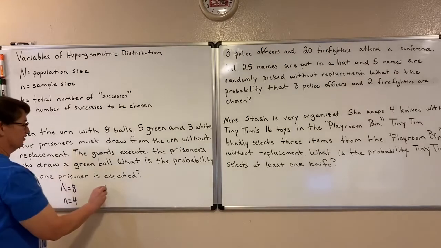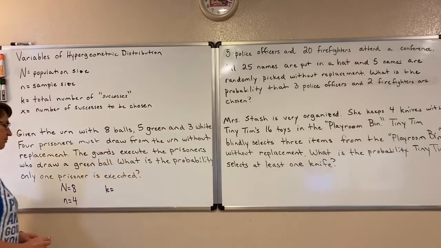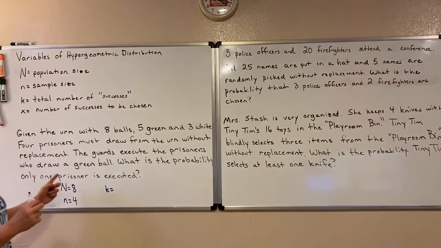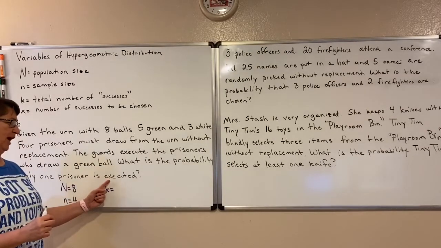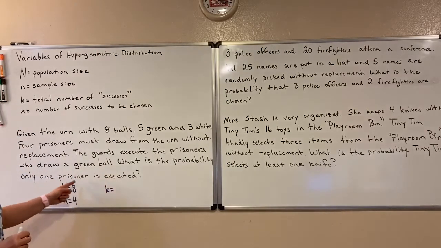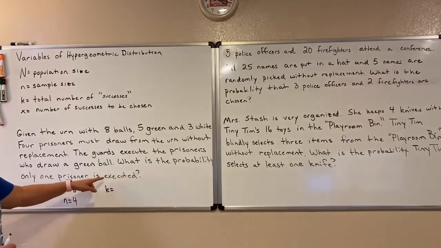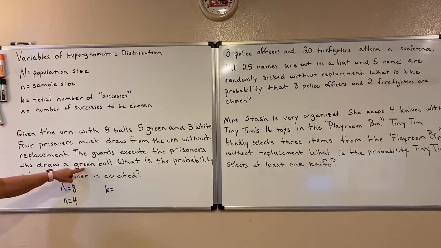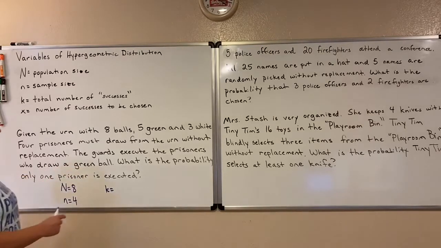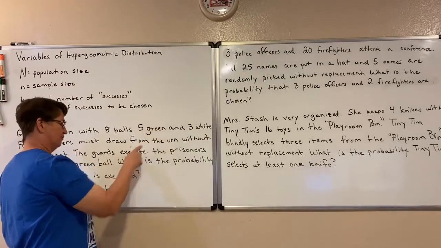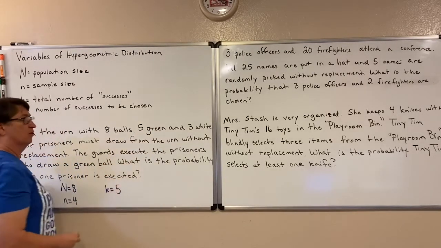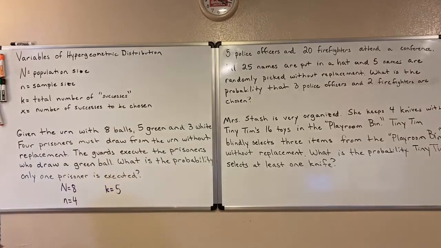Then K is the total number of successes. Well, our successes are the prisoners that are executed. We're looking for those ones that are executed. And in order to be executed, you draw a green ball. So here our greens are our successes. And we have a total of 5 greens within this population. And that's what our K represents, the total number of those successes.